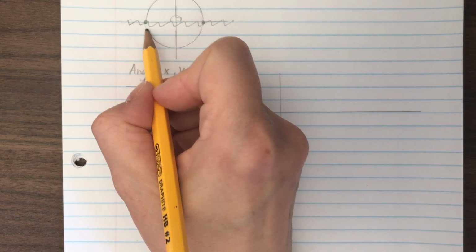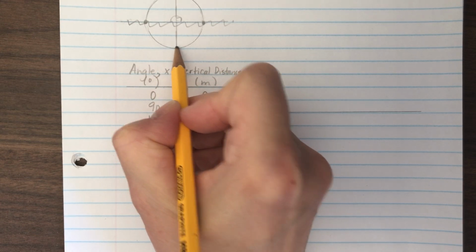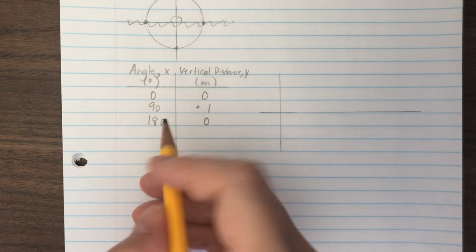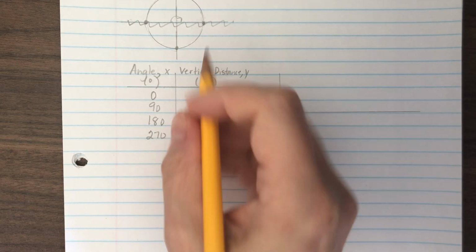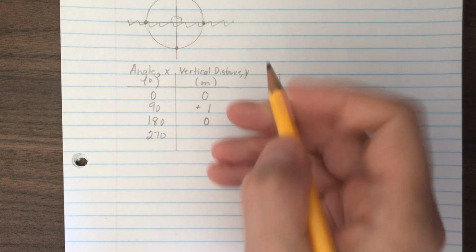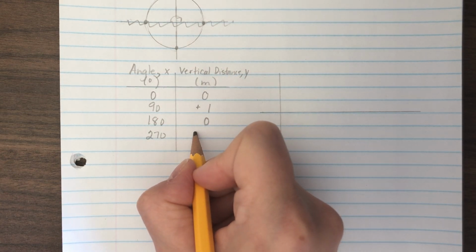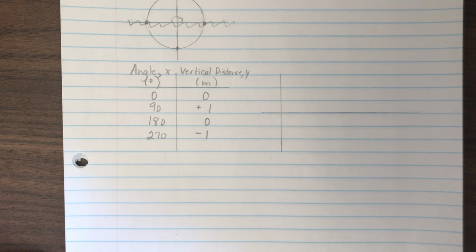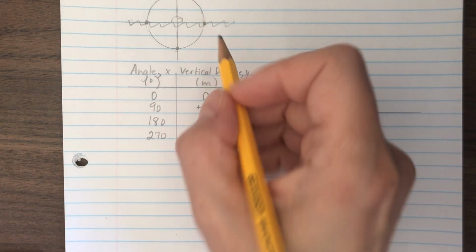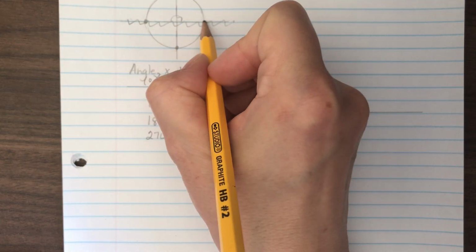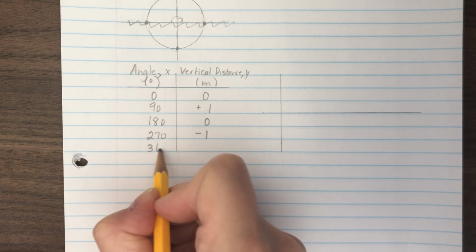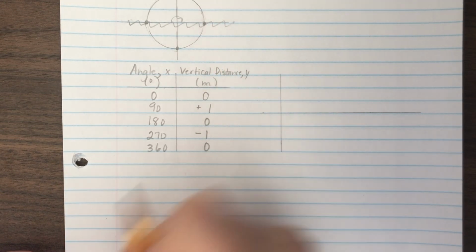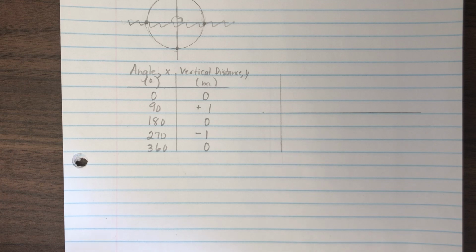If he continues, the next point he will stop at is over here, which would represent an angle of rotation of 270 degrees. Now he's going to be 1 meter below the water. So since it's below the water level, we're going to use -1 to represent it. And then once he's done 1 full revolution, or has rotated 360 degrees, he ends up back at the surface of the water. So his vertical distance would be 0.